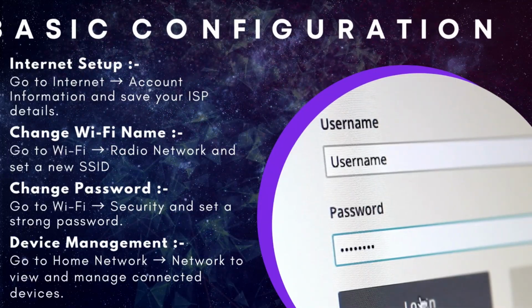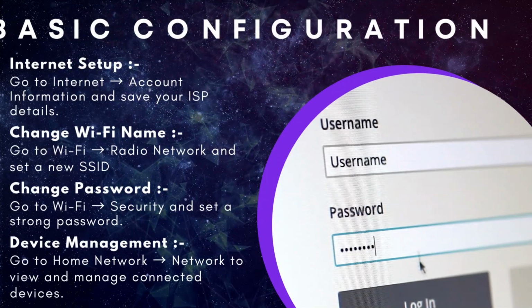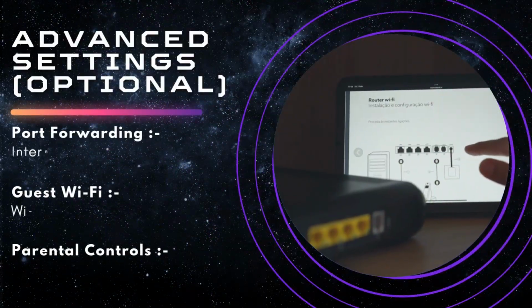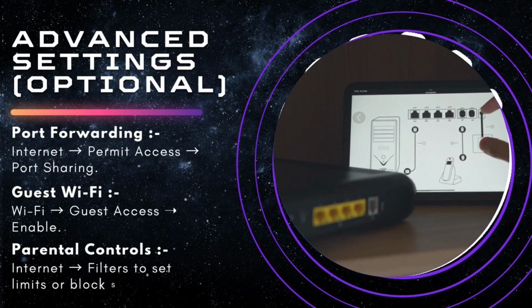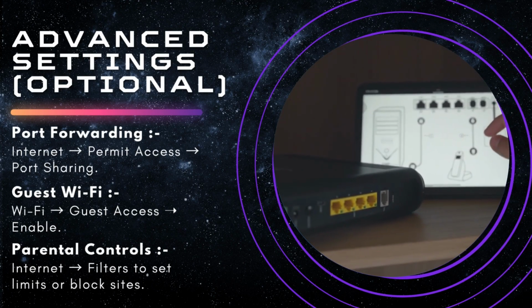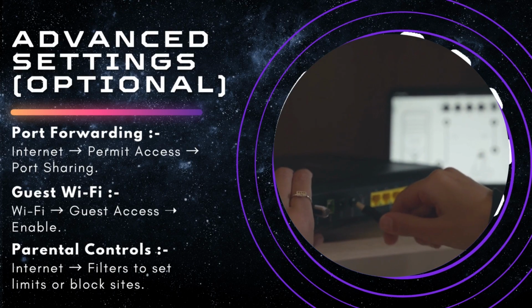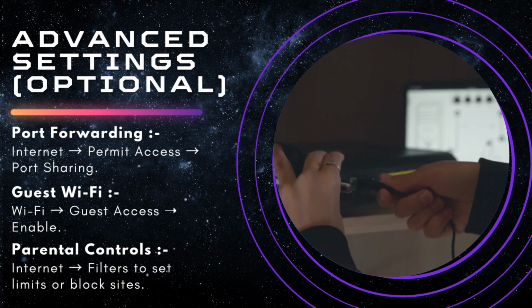Device management. Go to Home Network, Network, to view and manage connected devices. Advanced settings, optional. Port forwarding, Internet, permit access, port sharing. Guest Wi-Fi, Wi-Fi, guest access enable. Parental controls, Internet, filters to set limits or block sites.